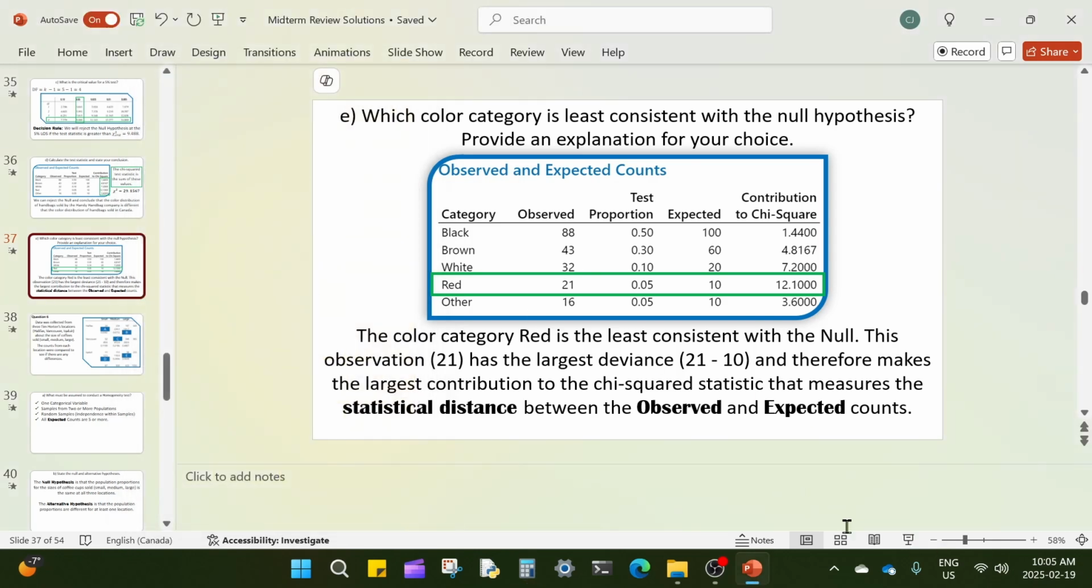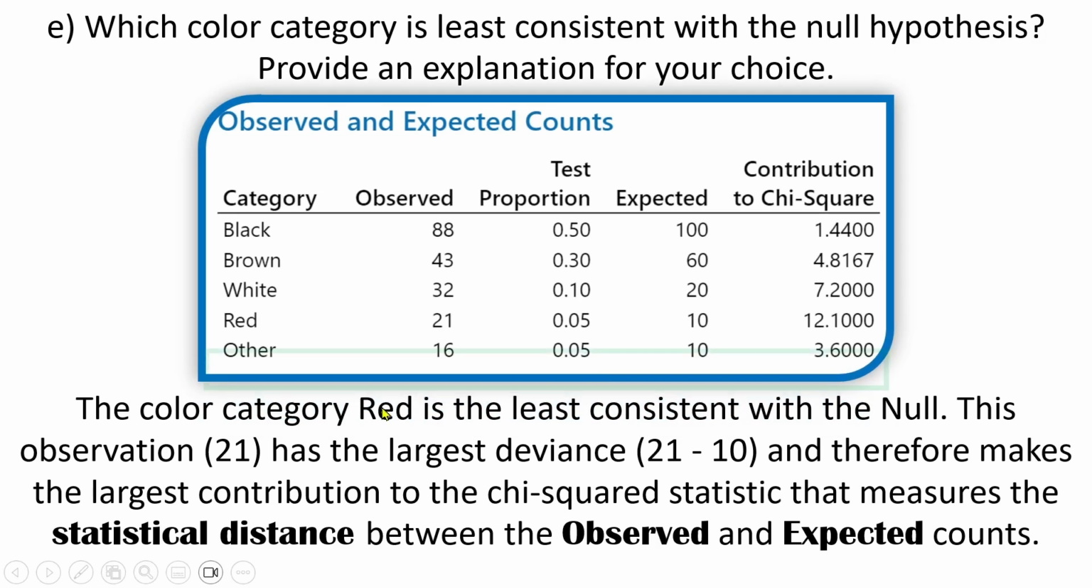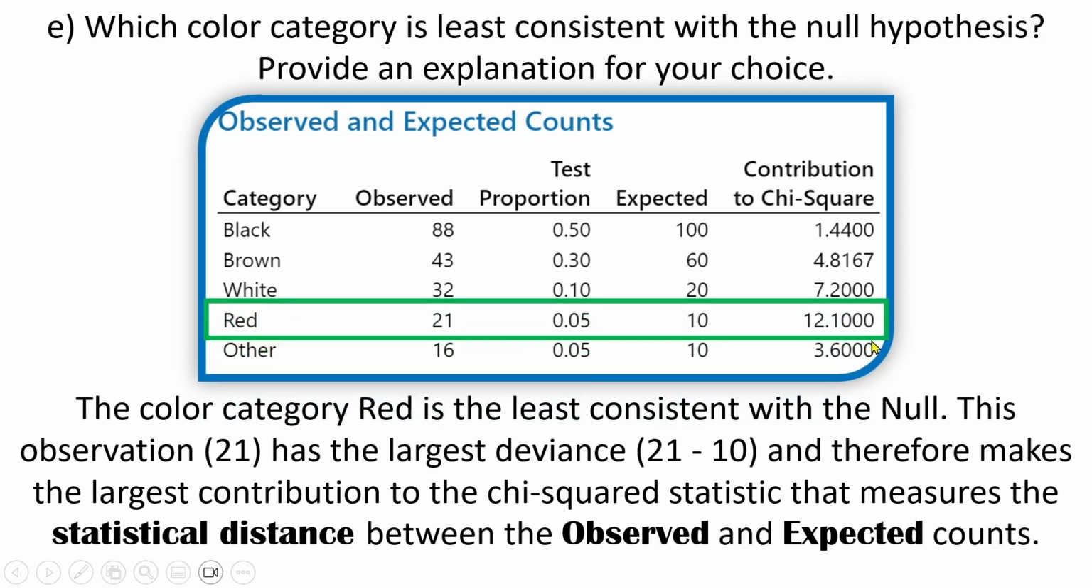Now here's the point. What's going on with the red handbags? We can see that the contribution to the chi-squared statistic for that category is the biggest of all of them. And if we look at the observations in a sample size of 200, we saw 21 of those bags were red. But if the null is true, we would expect to see on average only 10. And so you can see what we observed is quite a bit larger. And so it appears that of the handbags sold by this Handy Handbag Company, they're selling more red ones than what you would expect to see if the null was true. So the color category red is the least consistent with the null.